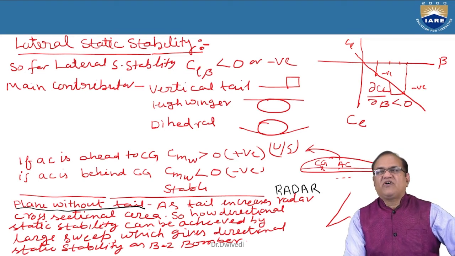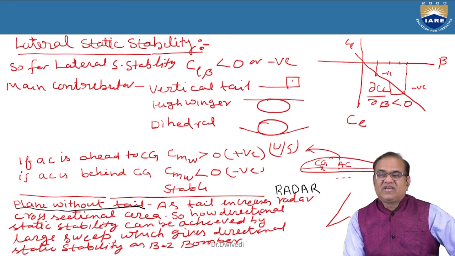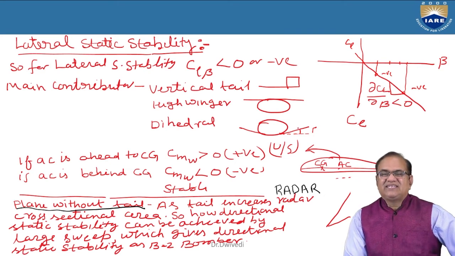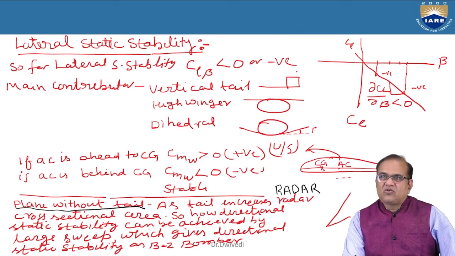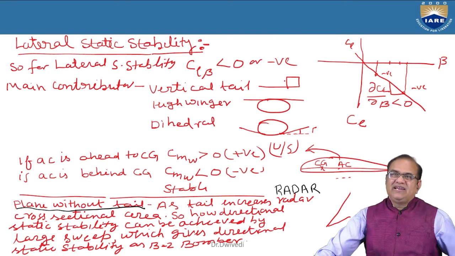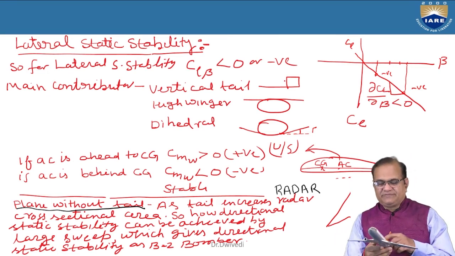The main contribution for this is the vertical tail. If the vertical tail is above, it is good. A high wing is also good. We can get C_L beta negative. If it is a low wing, we should have the dihedral angle. This is the dihedral, gamma. If this angle is there, we can get this lateral static stability. Very good. Your vertical fin is also one of the very important parameters to get this lateral stability. How? I will explain.